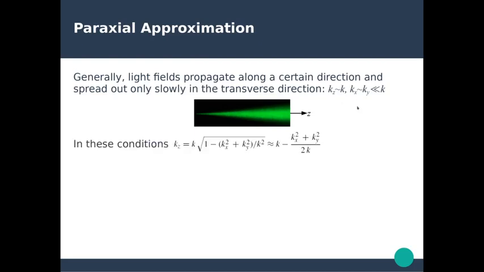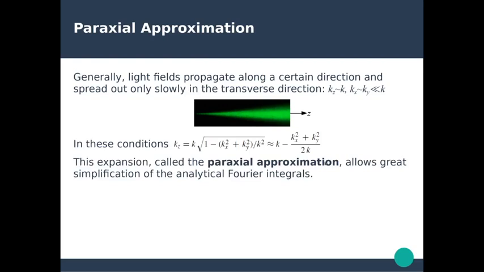This approximation allows us to expand the z component of the k vector into a Taylor series. This expansion is called the paraxial approximation. It's also known as the Gauss approximation or small angle approximation, because we are looking at a very small angular dispersion of the optical fields. And this is very important because it allows a lot of simplification when you have to deal with Fourier integrals in wave optics.